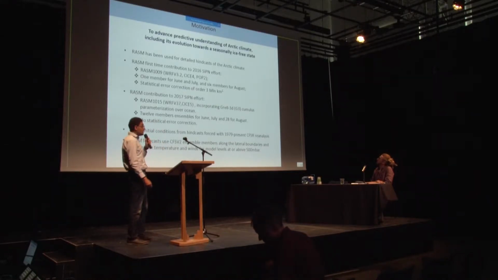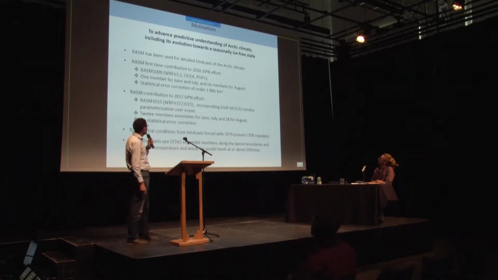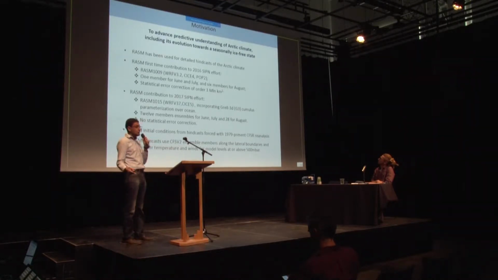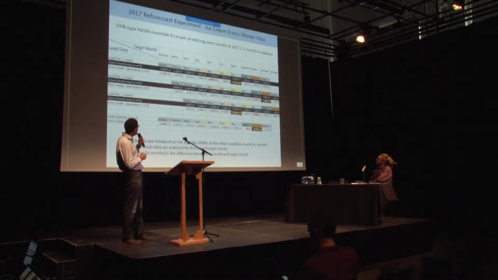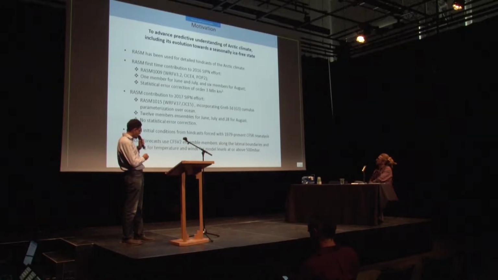So the goal is to tell the polar bears where to swim, or gain predictive understanding of Arctic climate as it's moving towards seasonally ice-free. RASM has been used to hindcast detailed climate. So we use reanalysis, old reanalysis, to force the model, and we get a detailed image of the Arctic climate, including high-resolution sea ice output. And in 2016, it was used for the first time to produce forecasts as a part of the SIPN effort.